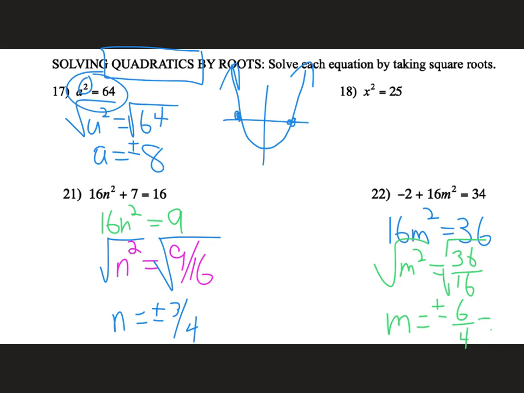If you wanted to reduce that to 3 over 2, you could. You could have reduced the 36 over 16 before we did that work. But if you didn't, that's okay also.